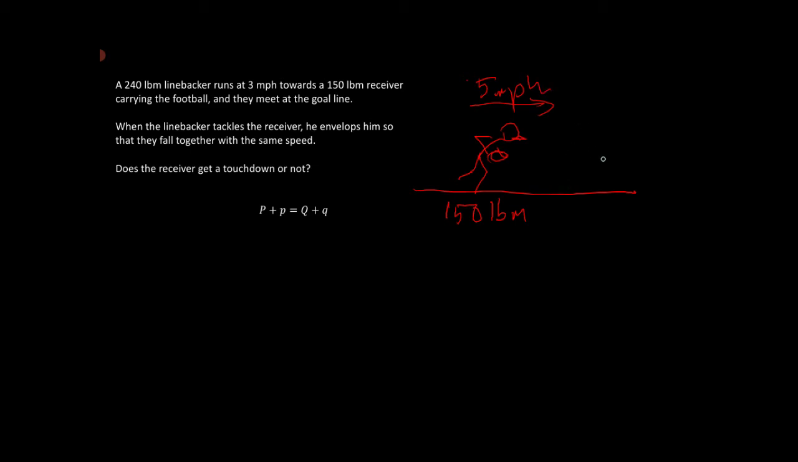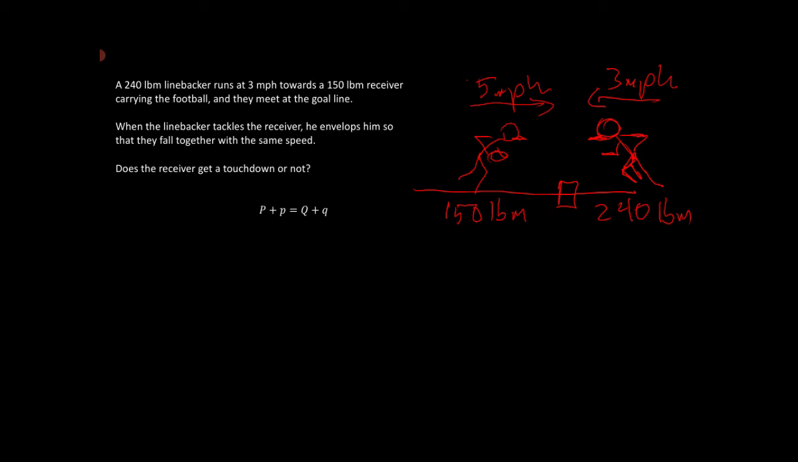And then right at the goal line we have a linebacker who's probably covering a tight end, but now sees that this guy's got the ball and is running at him. He's moving at 3 miles per hour, and he's got 240 pounds on him. He's a big guy.